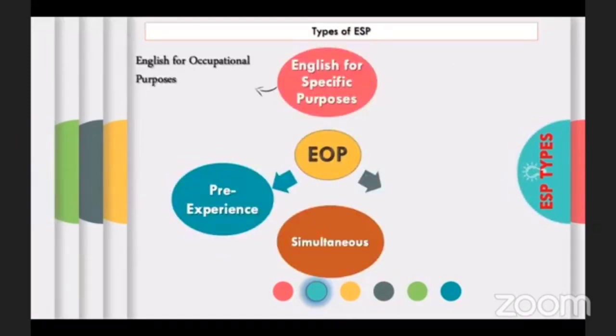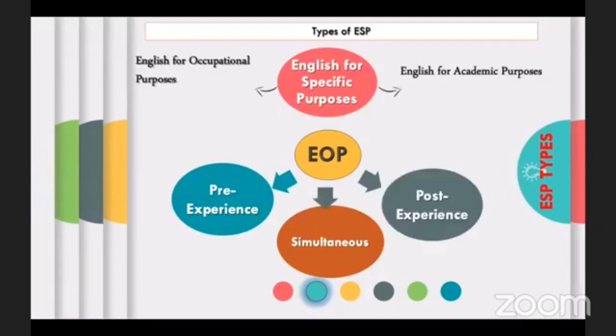EOP. EOP is divided into what? Pre-experience, simultaneous, post-experience. This is easy. I may give you an example. Medical doctors, pre-experience: before they start working in hospital or start working in their clinic. Simultaneous: they are in-service doctors, and at the same time they are taking an ESP class. Post-experience: they have already started their career or their job, and afterward they faced many difficulties, and then they decided to join your ESP class simply because they faced many difficulties in their workplace.